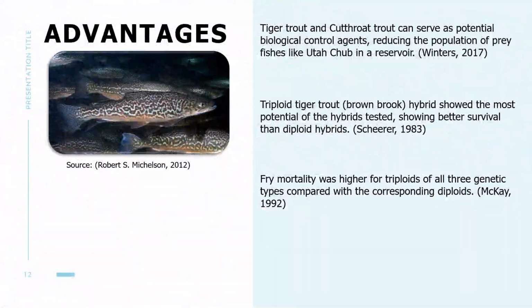For the advantages, tiger trout and cutthroat trout can serve as a potential biological control agent. They can also help the ecology by reducing the population of predator fish like carp in a reservoir.